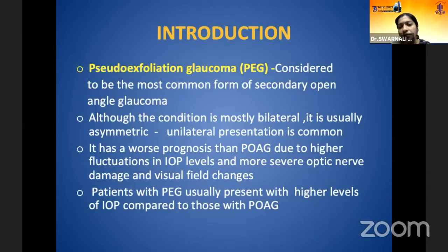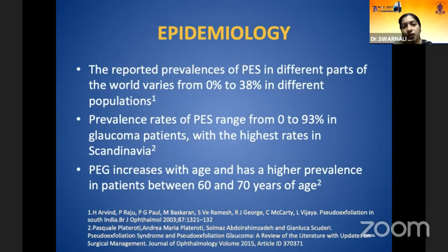The hypothesis is that the optic nerve has an intrinsic susceptibility to intraocular pressure damage because of the extracellular material deposition on the optic nerve. These patients also tend to have usually higher levels of intraocular pressure than those with POAG. Now coming to the epidemiology, the reported prevalence in different parts of the world varies from 0 to 38% in different populations, and the prevalence rate of the syndrome in glaucoma patients is around 0 to 93%. The prevalence increases with age, and high prevalence is noted in patients between 60 to 70 years of age.